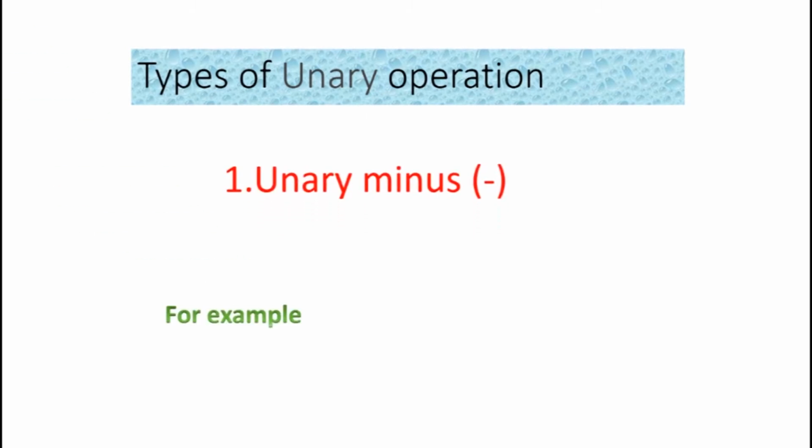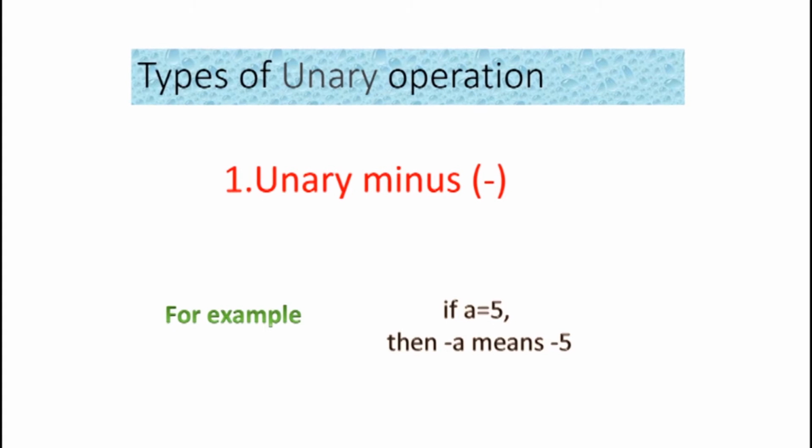First, let's take an example of unary minus. It means it negates the value of an operand. In the example, A is equal to 5. After applying the unary minus operation, using the minus operator, A becomes minus A and 5 becomes minus 5.